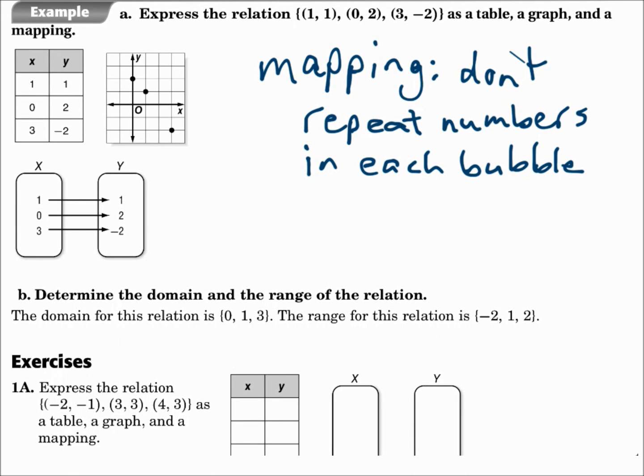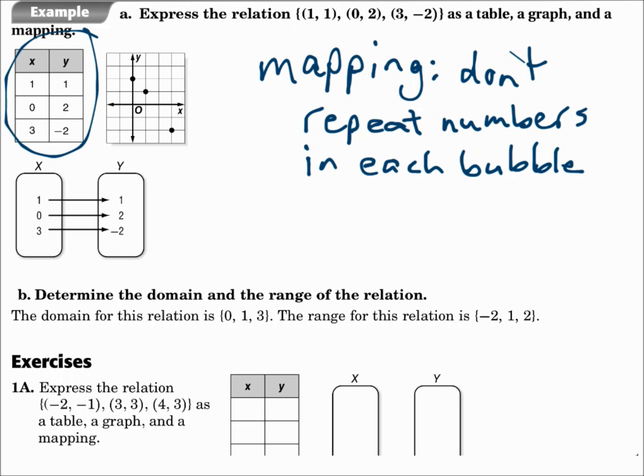Express the relation as a table, a graph, and a mapping. For the table, put each ordered pair in each row. 1, 1, 0, 2, and 3, negative 2. There's your table. For the graph, plot each point. The points 1, 1, 0, 2, and 3, negative 2.